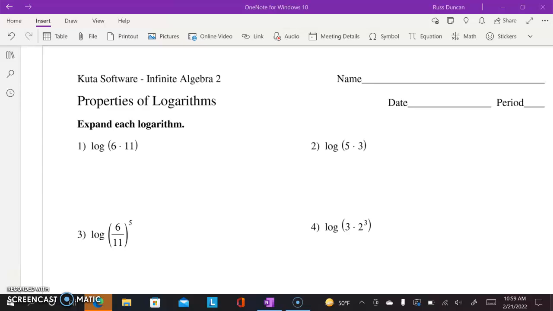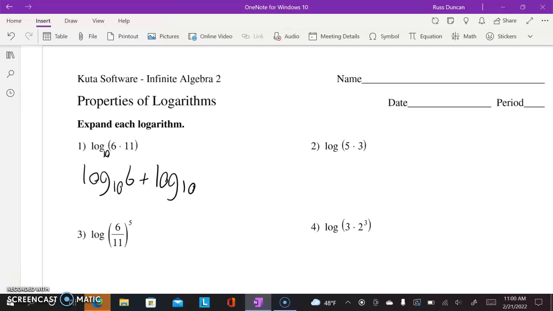Now, properties of logarithms. There's really only three we need to worry about for today. One is this. If you have a log, by the way, this is base 10. Remember that? If there's no number there, that's automatic base 10. So all of these problems are base 10. But if you have a logarithm that has multiplication, so this is all in one logarithm, not log base 10 of 6 times log base 10 of 11, but log base 10 of 6 times 11. That can be written as log base 10 of 6 plus log base 10 of 11.